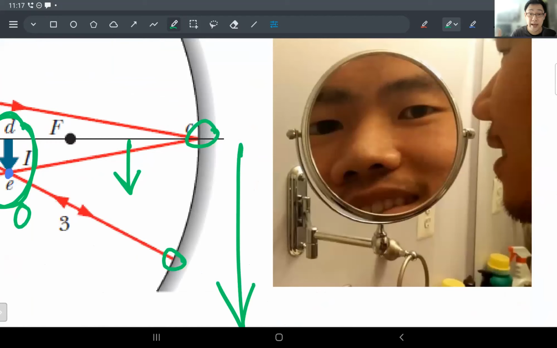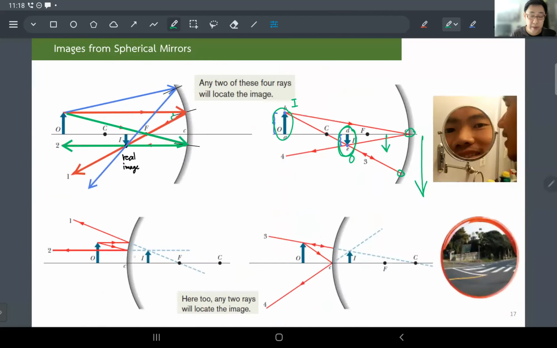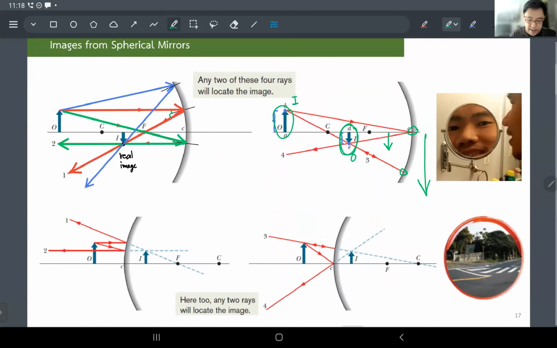But the point is, the concave mirror is like the makeup mirror over there that enlarges your face, and then you can deal with your face a little bit easier. On the other hand, there will be a convex mirror. And in that case, you do the same thing.